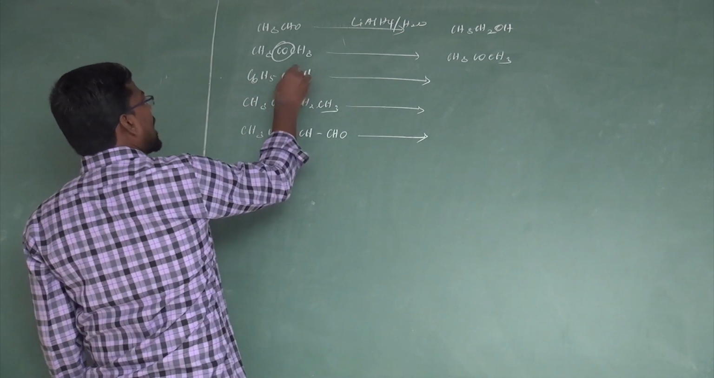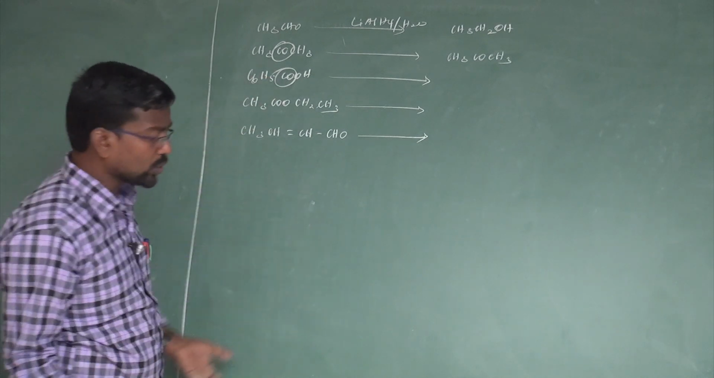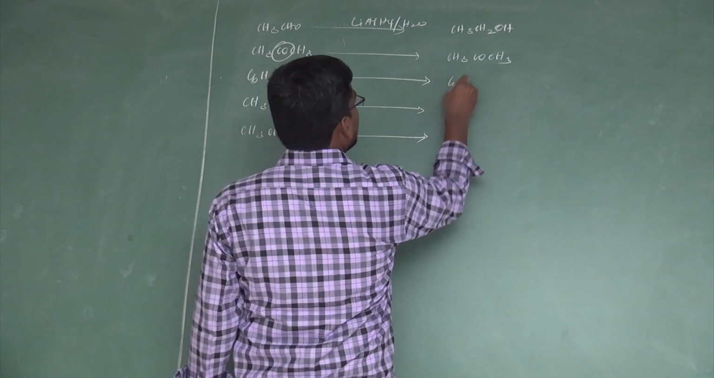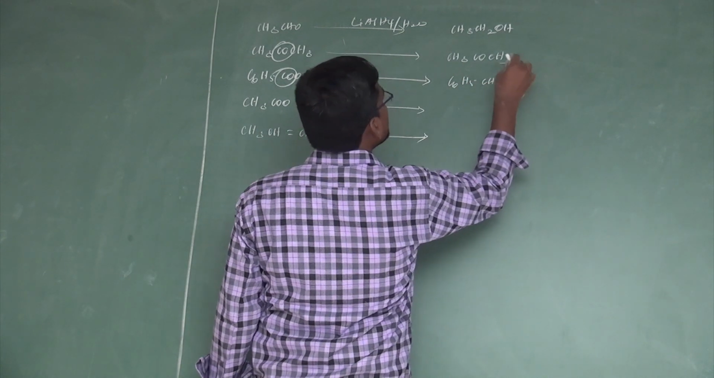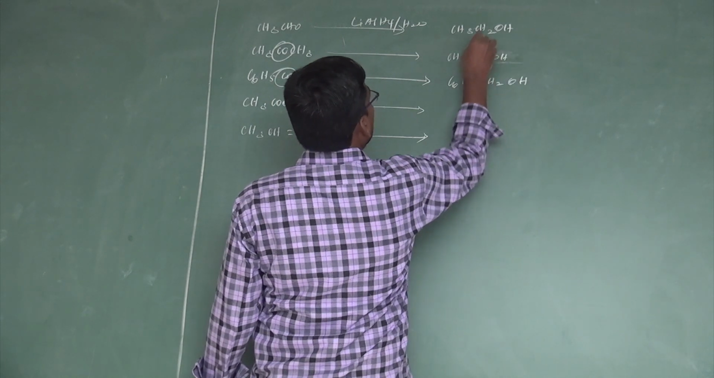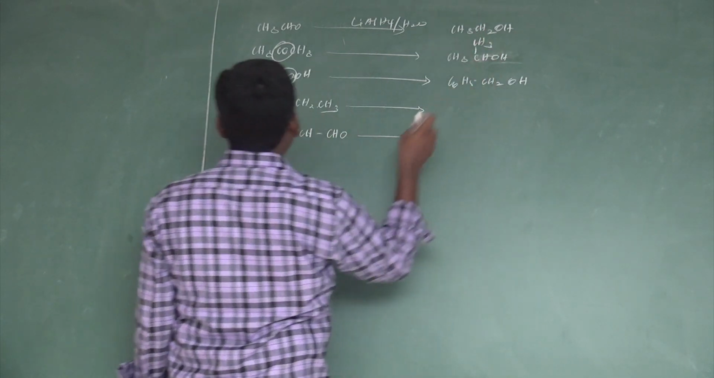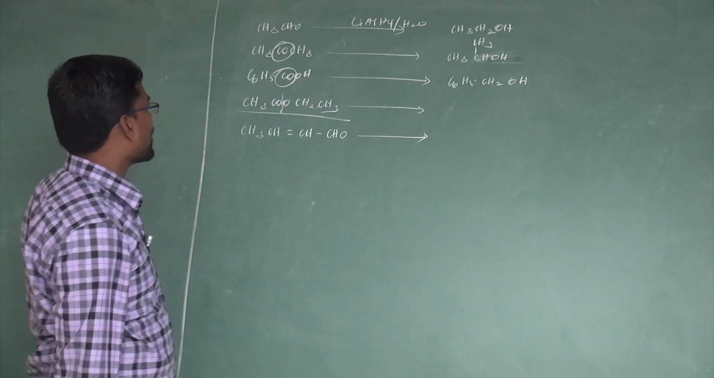Then the carboxyl group, C double bond O, can be converted to CH2. So C6H5CH2OH, CH2OH, and CH3. Next one, the ester is hydrolyzed by using a water molecule.